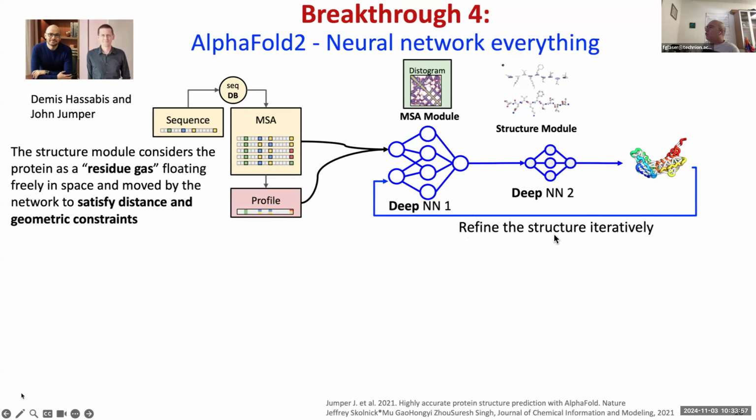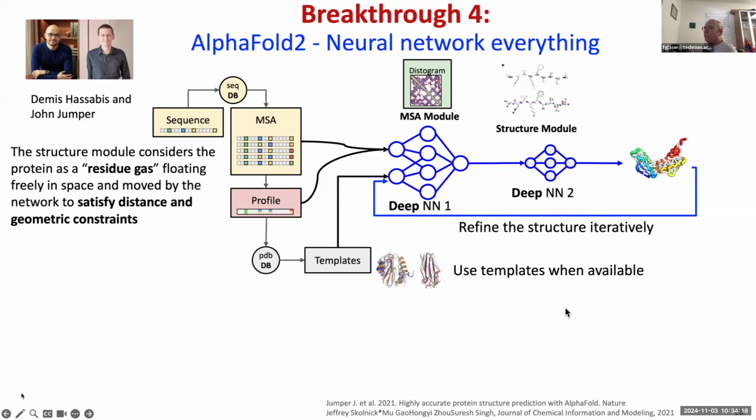AlphaFold 1. They also add additional things that improve the prediction, like refinement. This was also mentioned by Dvir. They draw a feedback loop between the 2 different networks. They talk between them and improve each other. So the distance matrix is improved, and then the structure is improved, and then the model is improved. Everything is improved iteratively. And they also use here, if possible, templates when available.